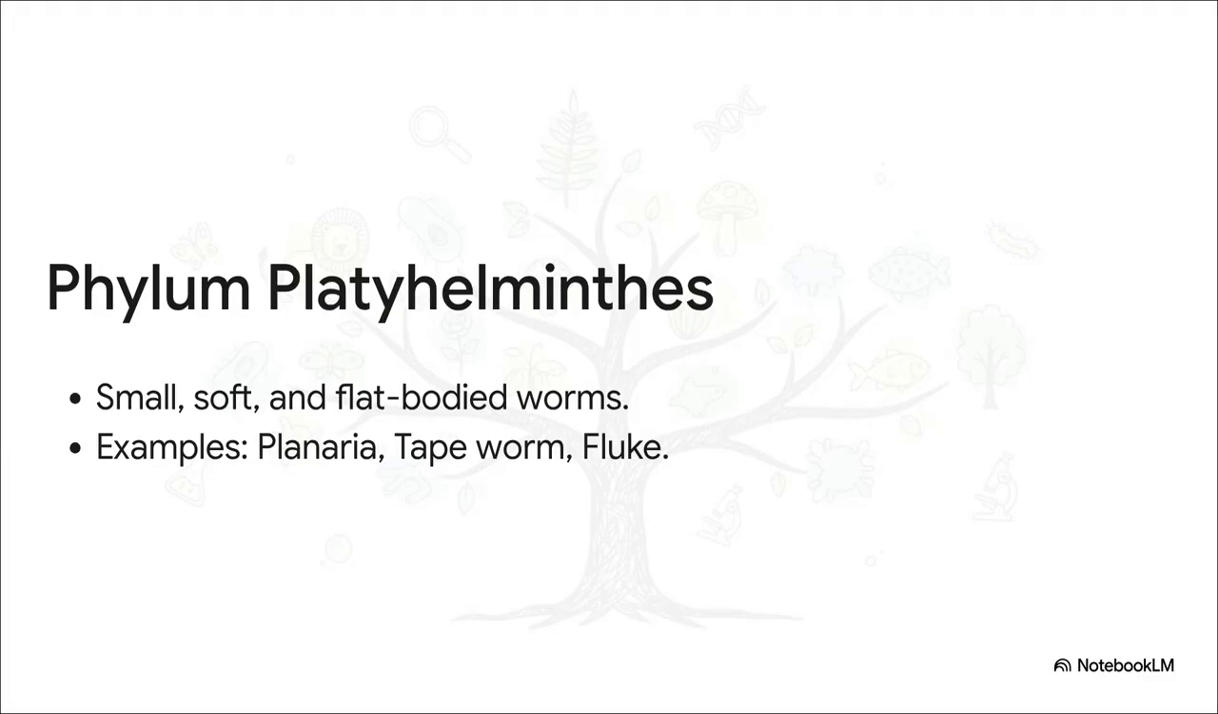Okay, next we've got the flatworms. And yeah, they look simple enough, soft, flat little critters. But here's the really big deal. This was a massive step in evolution, their body plan. For the first time, you see a distinct head and a tail. We call this bilateral symmetry.